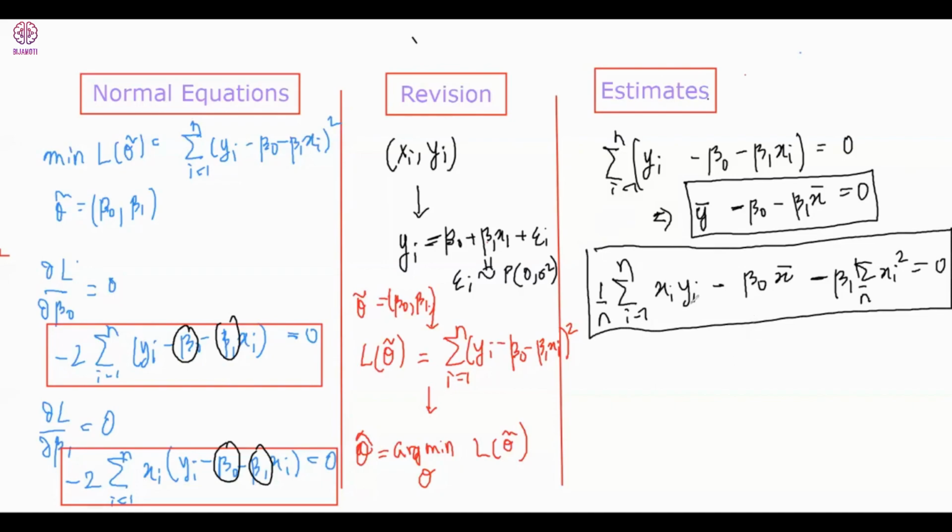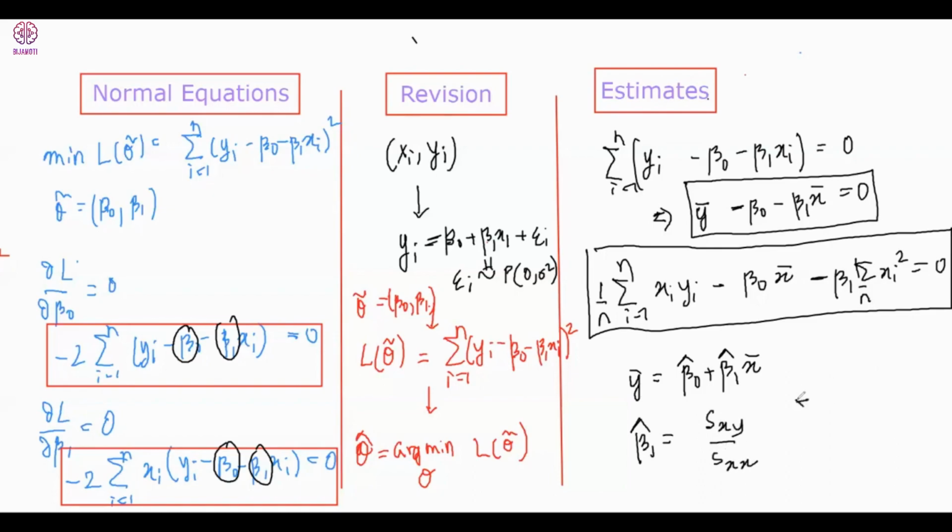I will not solve this in class, so you can solve it yourself. Essentially what we'll get is the following. Let me write down the equation. You will get y bar equal to beta naught plus beta 1 x bar, so the mean of the y's is predicted by this linear equation. From this we get beta naught hat. Another thing, if you solve for beta 1 hat, you will get Sxy by Sxx.